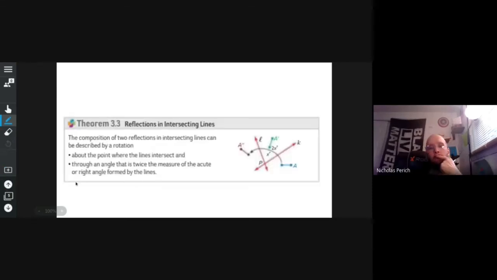Before I move on to the next one, the one that we just did had parallel lines. These guys have intersecting lines. So if I were to reflect that shape over there and then reflect it over L, it's going to look like a rotation when all is said and done. The angle created by the intersecting lines, say it's 50, my rotation is going to be 2 times 50, 100. That's going to be my angle of rotation.